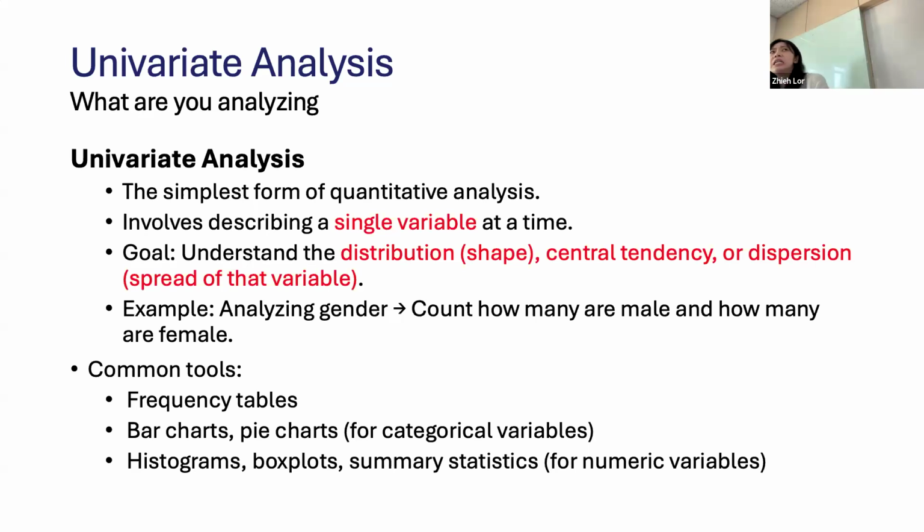And always, it describes only one variable at a time. So what we're trying to understand by using this univariate analysis is three things. One is the distribution: how your data is distributed and what the shape is. From looking at the shape, you're able to understand the story behind your data.